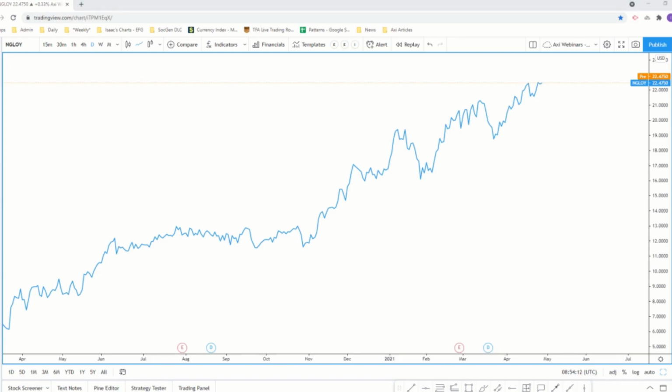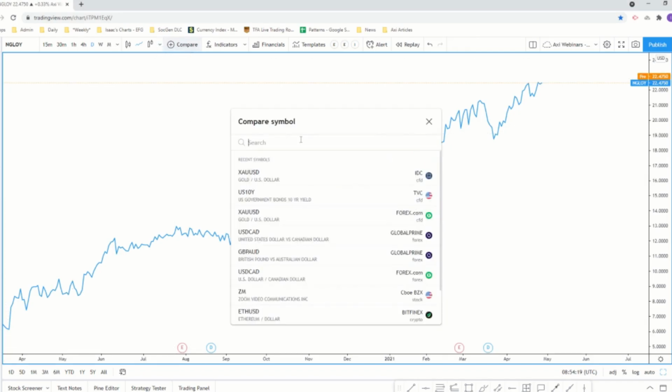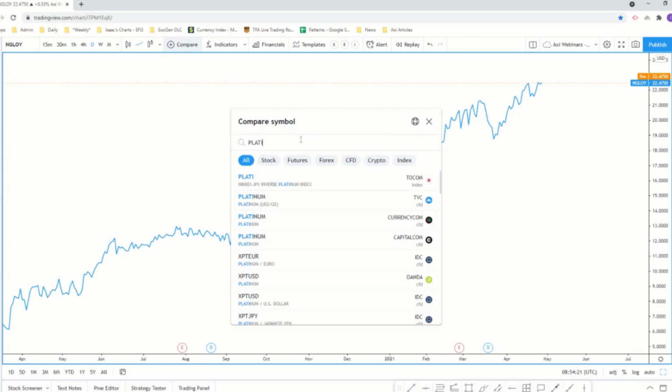I need to search that comment. Okay, sorry, Narisha. Okay, Anglo-American gold and platinum. So I will compare. I'll click this tab, compare, and then I can search for platinum.